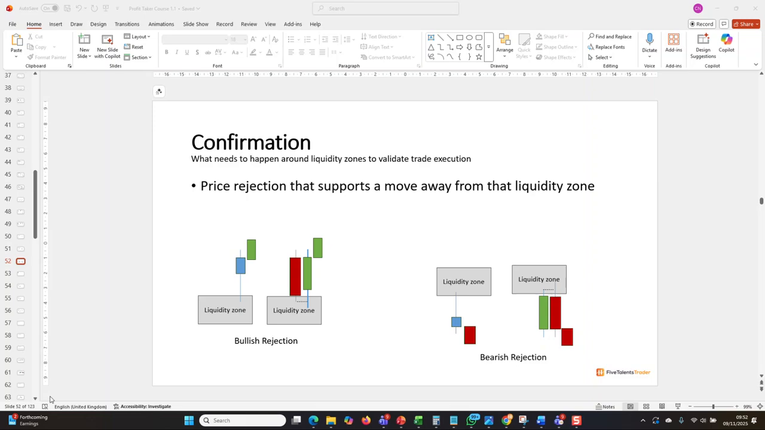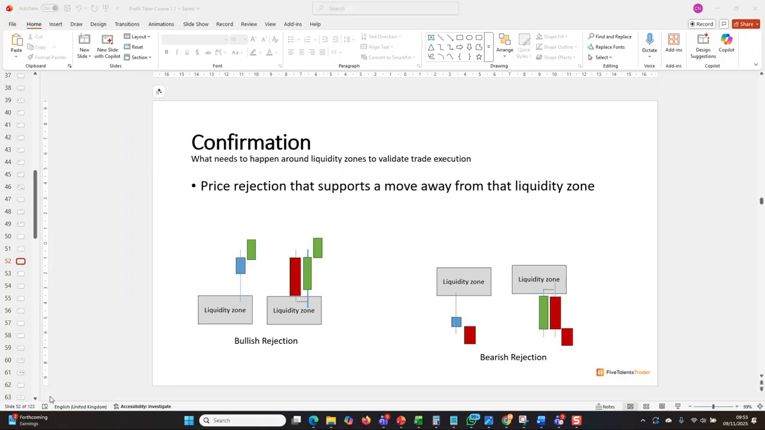So I want to record this video in response to a question I was asked by one of my VIP clients around confirmation, trade confirmation. And what that simply means is what needs to happen around liquidity zones to validate trade execution. Now, you don't have confirmation when you've not yet determined your relevant move and relevant liquidity. So those two come first, right?